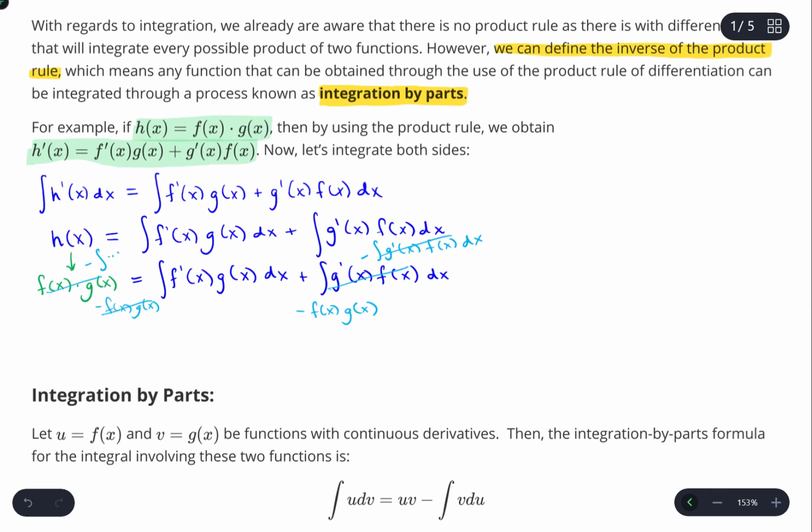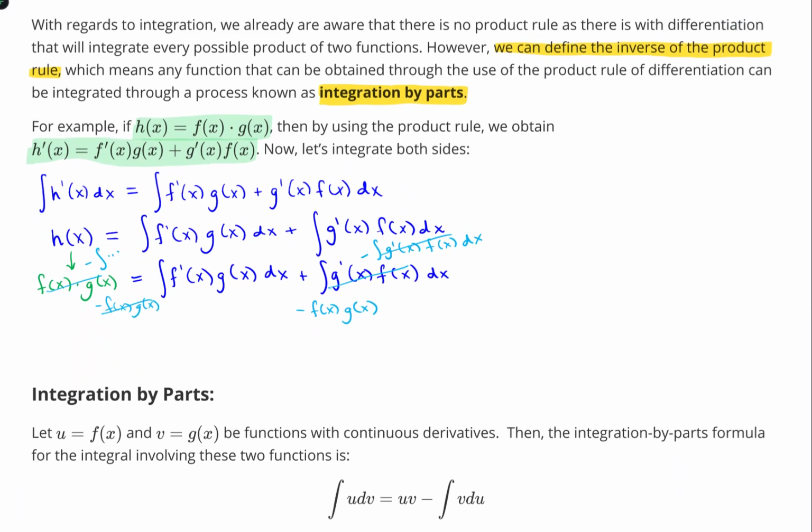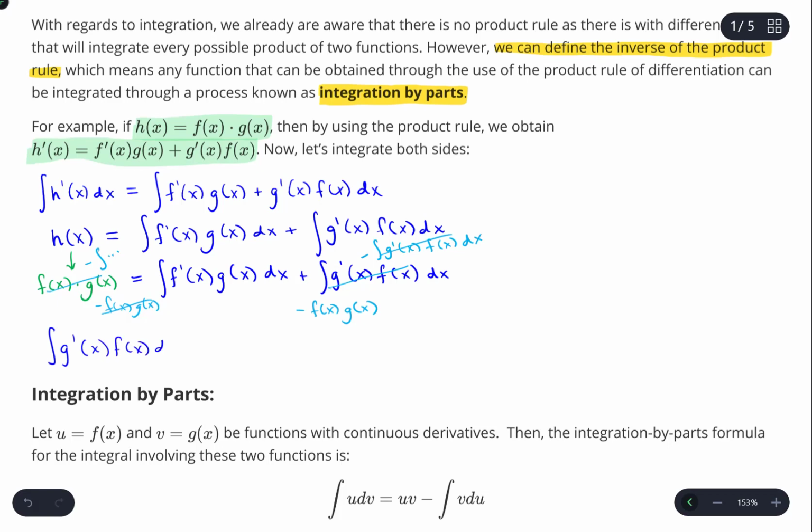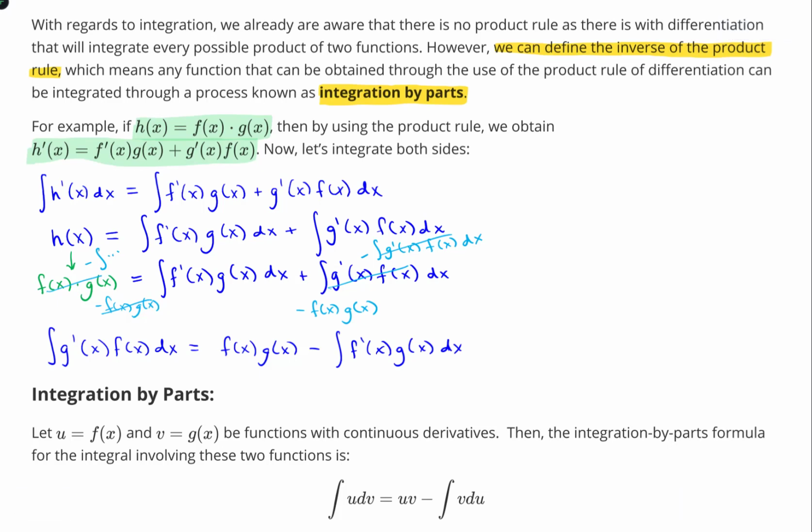If you don't mind, just because I'm kind of out of space here, I'm going to go ahead and distribute this negative across the entire equation and just write this as the integral of g prime of x times f of x dx equals f of x g of x minus the integral of f prime of x g of x dx. All right, so everything would have been the negative of what I've written here, but I just divided through everything by a -1 to change the signs.